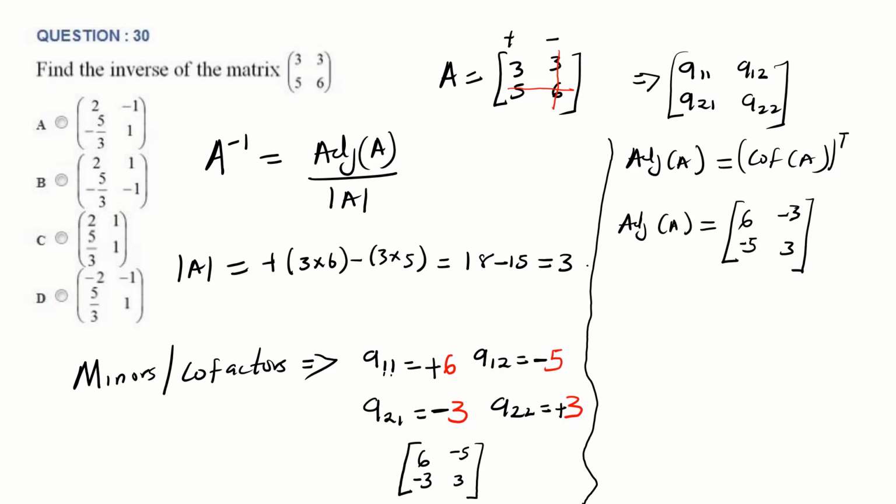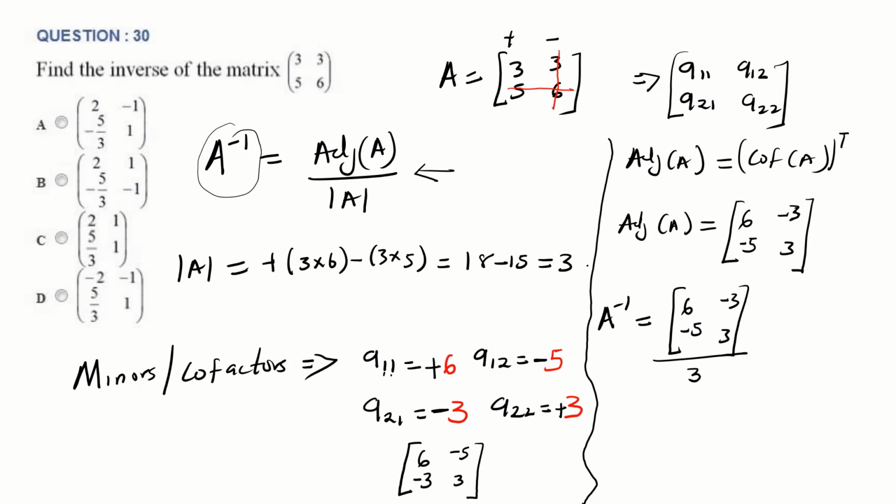So that is the adjoint of A. Now, if you go back to this formula, you can see that here we have gotten our adjoint of A and also the determinant of A. We simply introduce all these parameters into our inverse. So the inverse of matrix A now is going to be the adjoint of matrix A, which is 6, minus 5, minus 3, 3, everything divided by the determinant of A, which is 3.